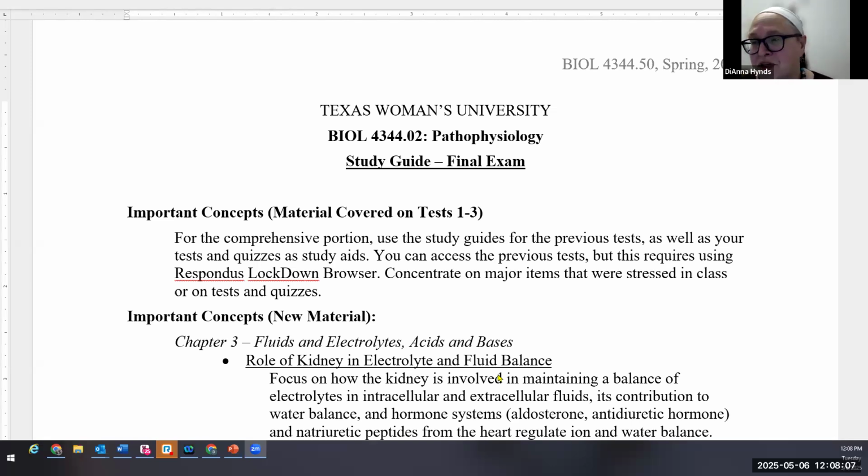For that material, my main suggestion for studying is to go back and look at those first 3 exams. You can look at the study guides for the previous tests, but you can actually go back and look at the tests. You can go back and run through the questions, and basically test yourself again on that material by looking at your old exam. It does require you to go through the Respondus Lockdown Browser to be able to see it, but you can definitely see your old exams.